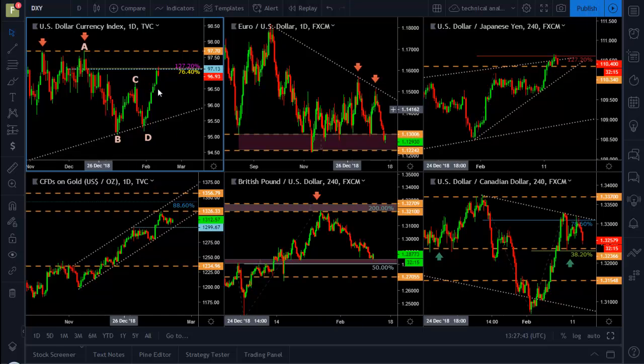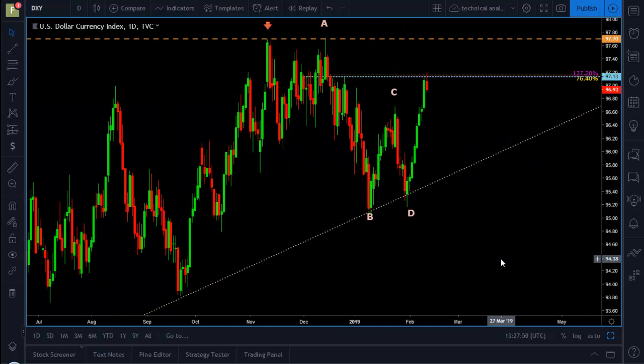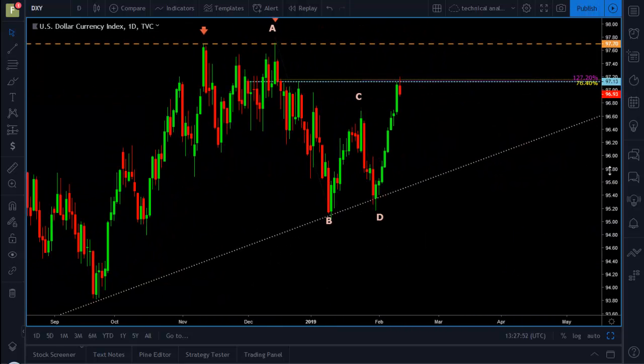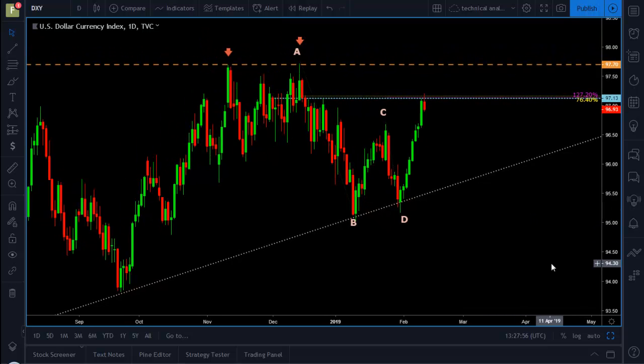Right here we have the US dollar index, or DXY. So I'm going to zoom in on the chart. I'm going to make it big for you guys. And right here we have the current price action on the DXY. Now, let's start by saying that this ABCD is not a pattern. It's just some annotations on the chart, because I'm going to use them later for the Fibonacci retracement levels that I have on my chart right here.